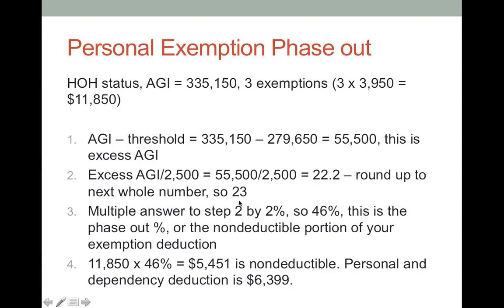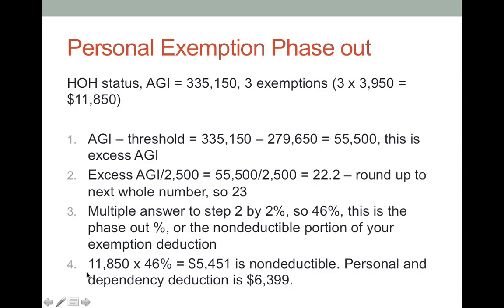Then we're going to take our answer to the second step, or 23, and we're going to multiply it by 2%. So take this answer times 2% to get 46%. Just keep the 2%. Don't turn it into a decimal. Just basically take the answer you get for step 2 and take it times 2, and that's the percent reduction. So for this taxpayer, it's 46%. This is the amount of her overall exemption, the $11,850. The 46% is the amount that she has to reduce her deduction by. So the 46% is the non-deductible portion of her exemption deduction.